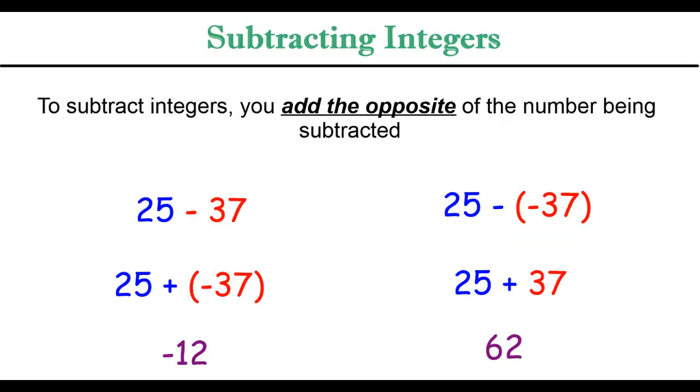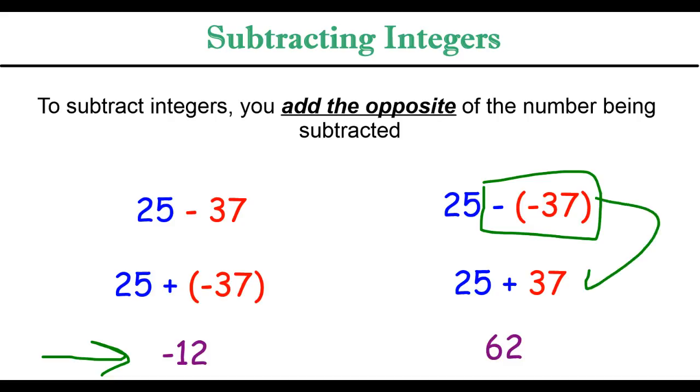When it's negative, we add the opposite. So if it's 25 minus 37, we think about it as 25 plus negative 37. And then we end up at negative 12 using those same rules for addition that we had before. On the flip side of the coin, if we're subtracting negative 37, that's the opposite of moving left, because negative 37 moves left. The opposite of moving left is moving right, and that's the same as adding 37, which gives us 62.